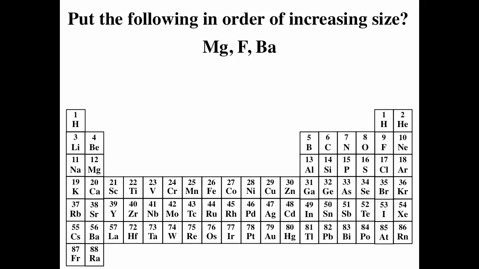Now, a question you could see would be, put the following in order of increasing size. And again, it's just about the electrostatic interaction. We know from the periodic trends that as we go up to the right, we're increasing the strength of electrostatic interaction between the outer electrons and the nucleus. And so fluorine should be the smallest. Barium, which is on the lower left, should be the largest. And magnesium should be in the middle.